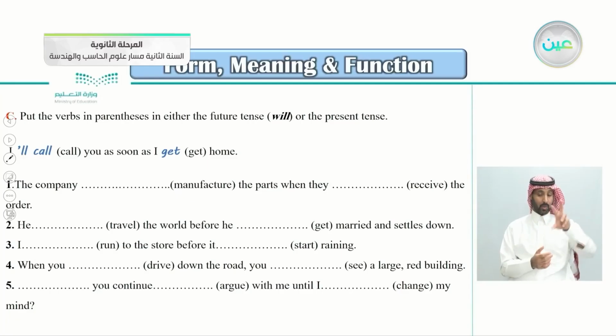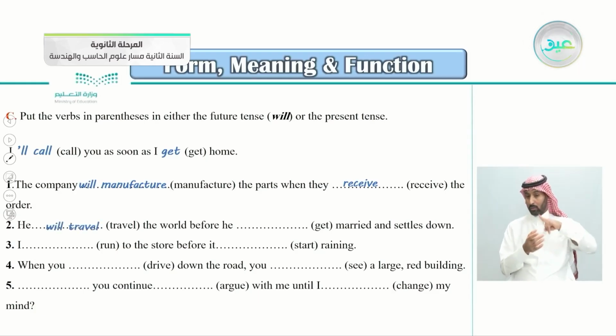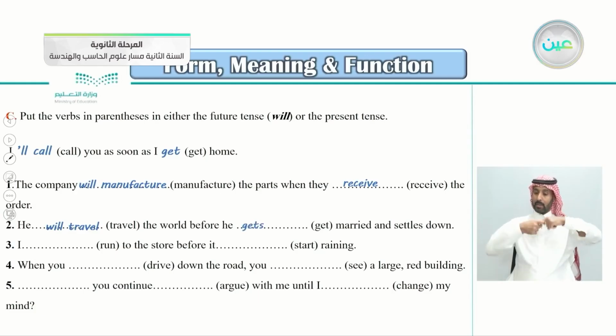So the company will manufacture the parts when they receive the order, using the same verb. Very good. Number two, he travel the world before he get married and settles down. Let's see the answers here. He will travel the world. This is the main clause, and the time clause is before he gets married. Yes, gets with an S, married and settles down. Very good. Number three, I run to the store before it starts raining.